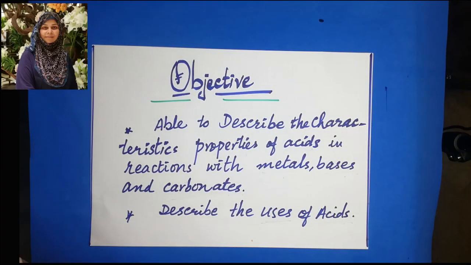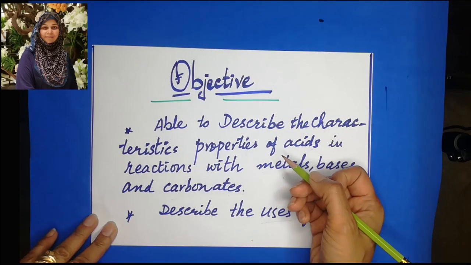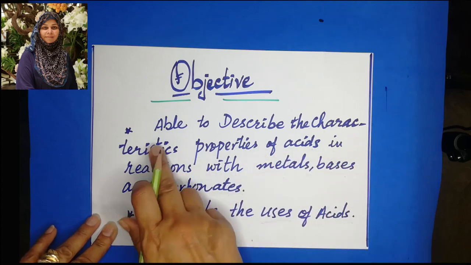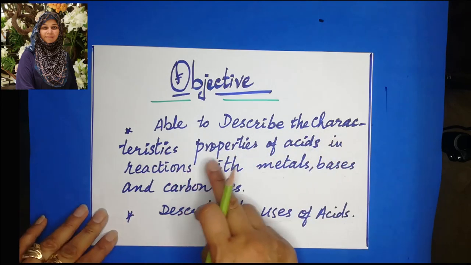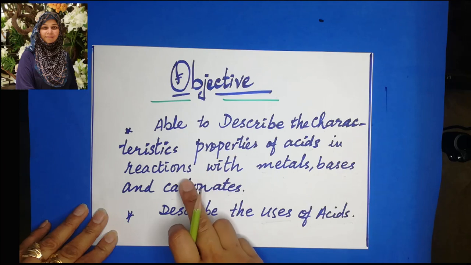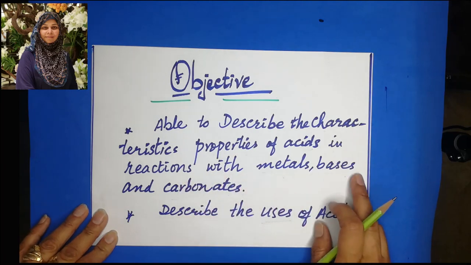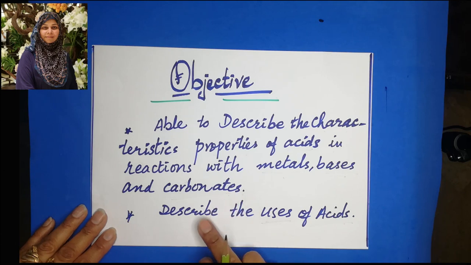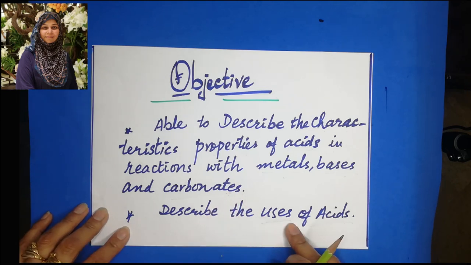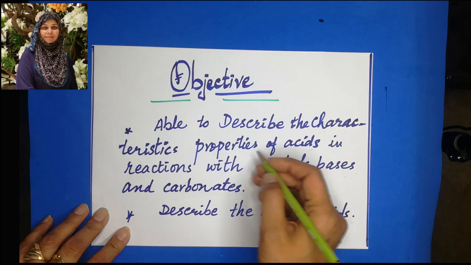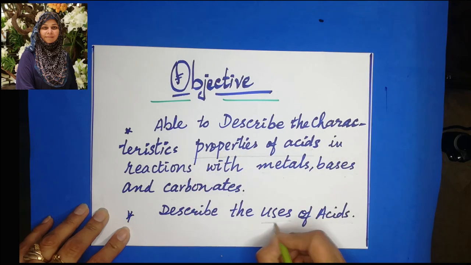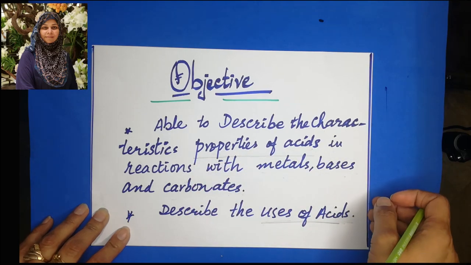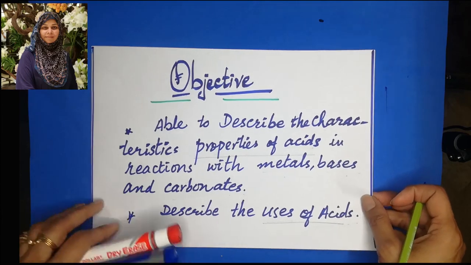Okay guys, the objectives of today's lesson: you will be able to describe the characteristic properties of acids in reactions with metals, bases and carbonates. Another objective is you will be able to describe the uses of acids. So basically the properties of acids and uses of acids, we are going to target these two objectives in this lesson.